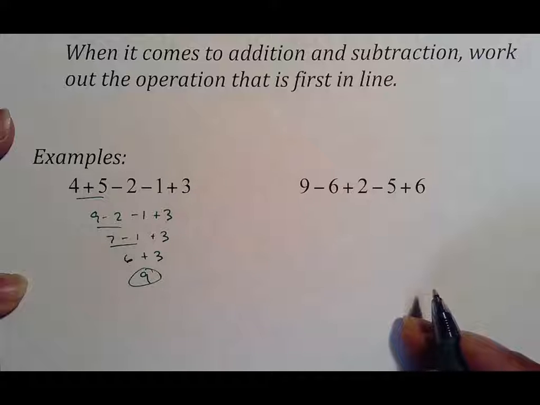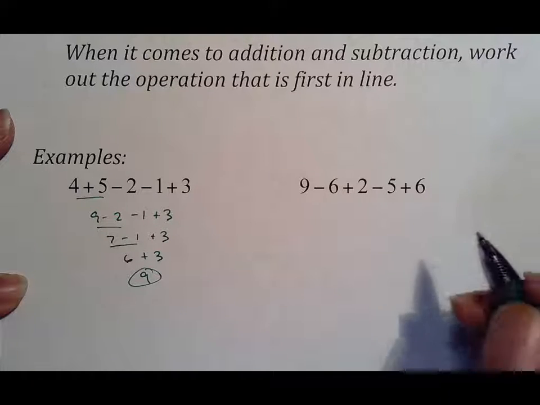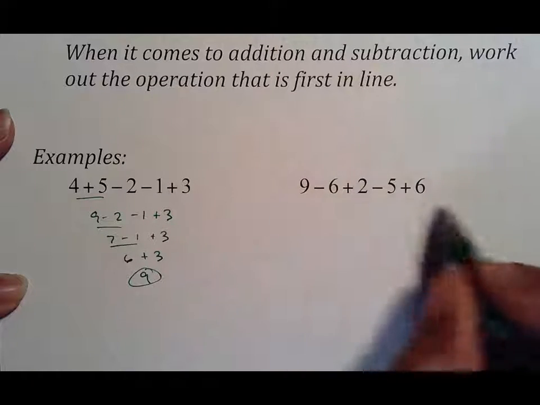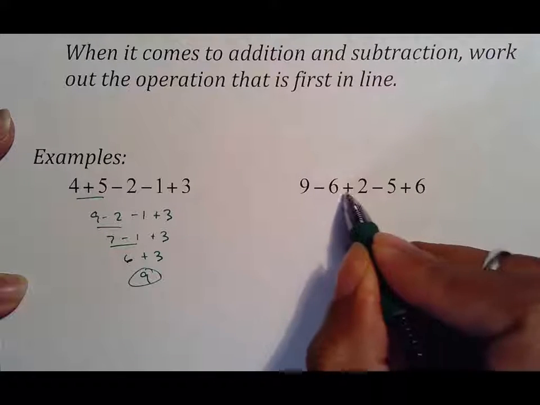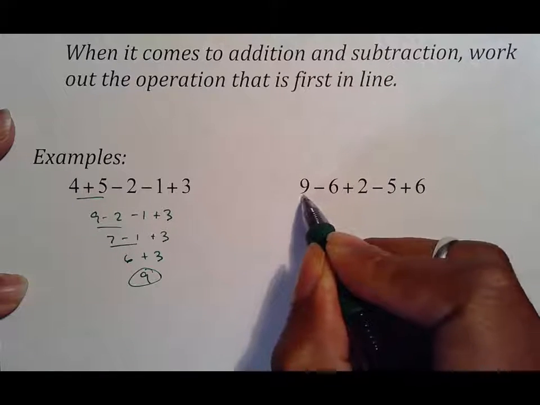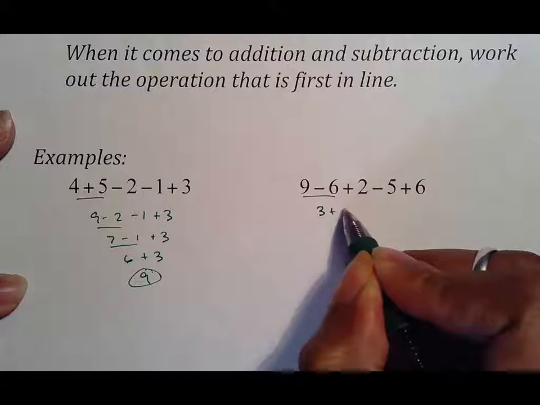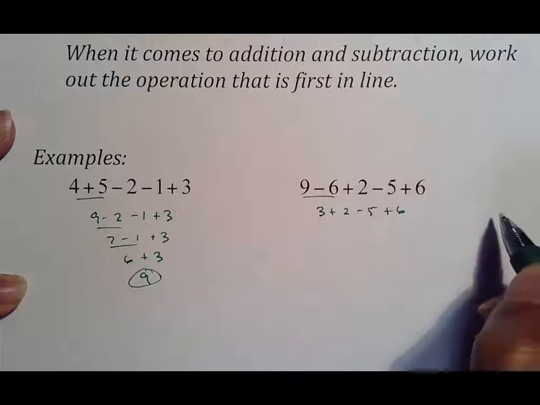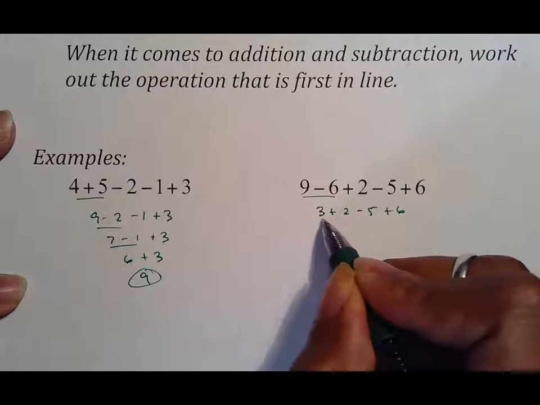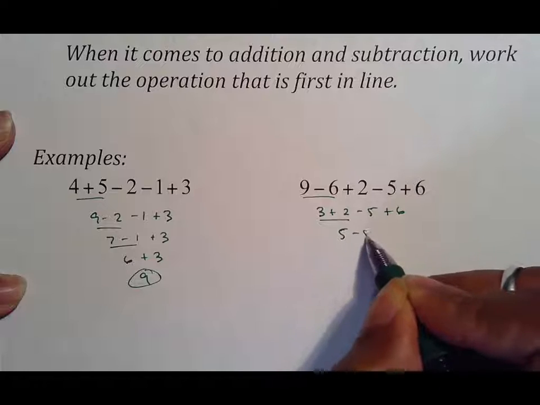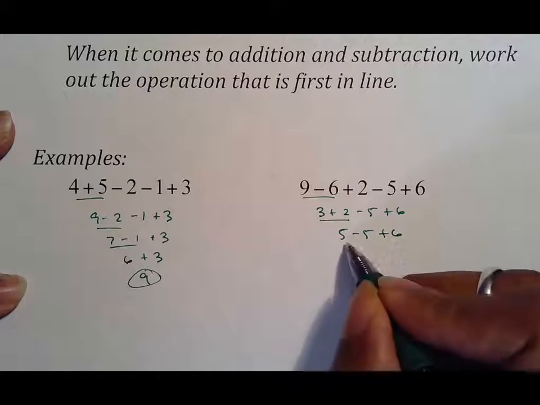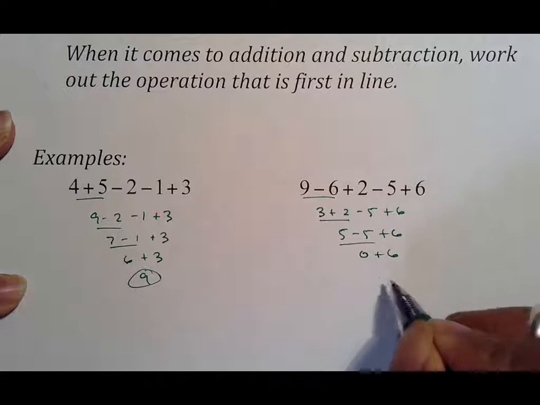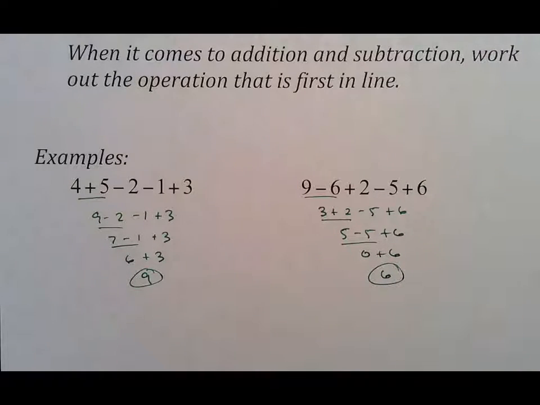You can only do one operation at a time on most of your homework, so again, make sure you're jotting these down so you know what you're doing. This is all students, or all low-level operations. 9 minus 6 turns to 3. Copy the rest. First person in line, 3 plus 2 is 5. Copy the rest. 5 minus 5 is 0. Copy the rest. Final answer is 6. Alright, so again, that's your main part there.